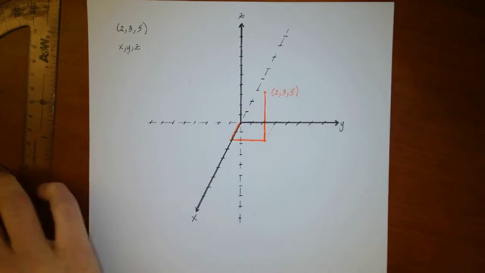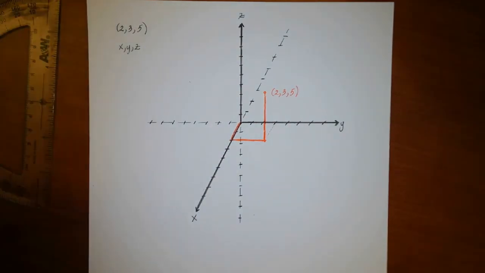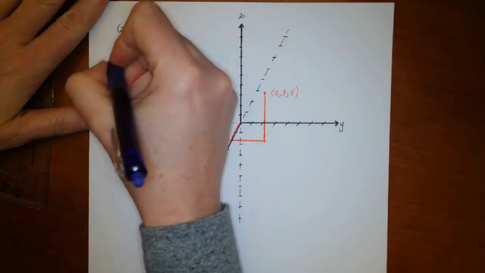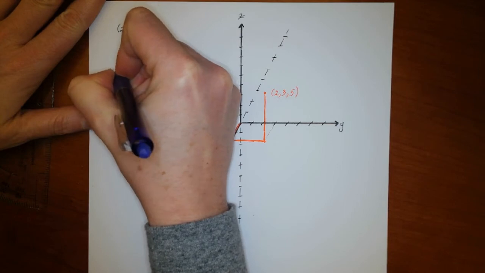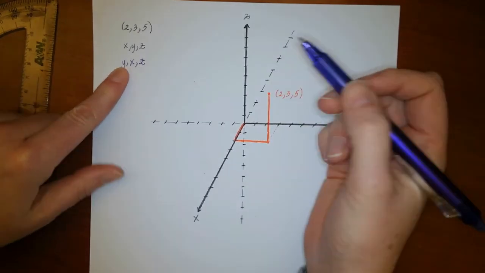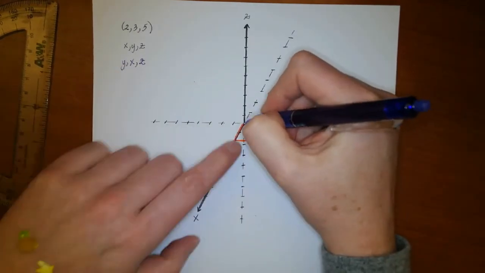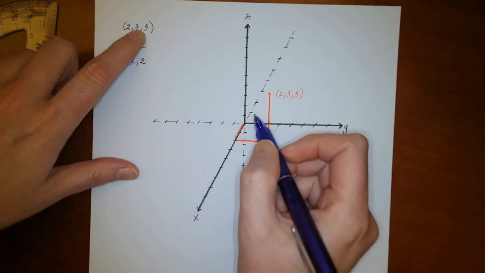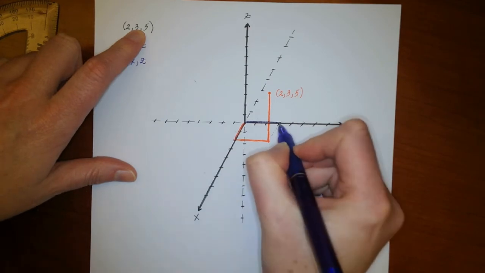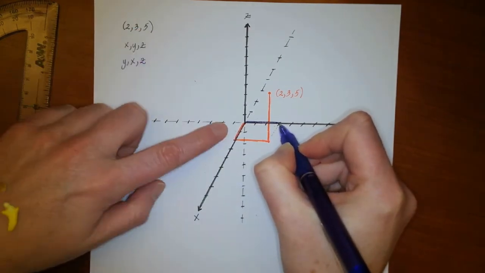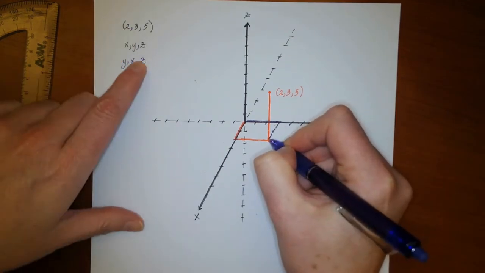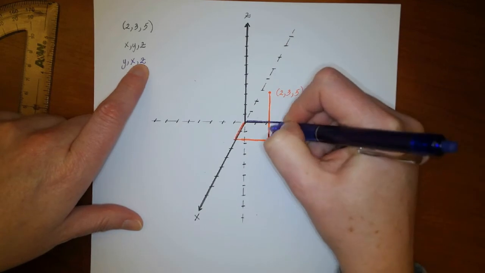But we're going to show the different paths that you could take to get to the point 2, 3, 5. You didn't have to go x, then y, then z. You could have gone along the y-axis first, and then the x-axis, and then the z-axis. So I'm going to show that path in purple, and you could get to the same place. So start at the origin, and then this time you could go 3 units along the y-axis, like that. And then you could follow the direction of the x-axis, 2 units, and then do the z-coordinate last, and you could get to the same place.